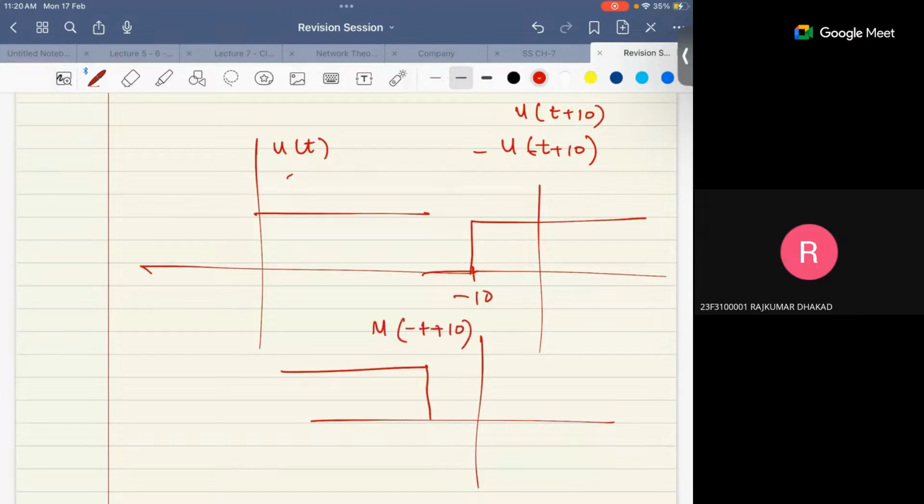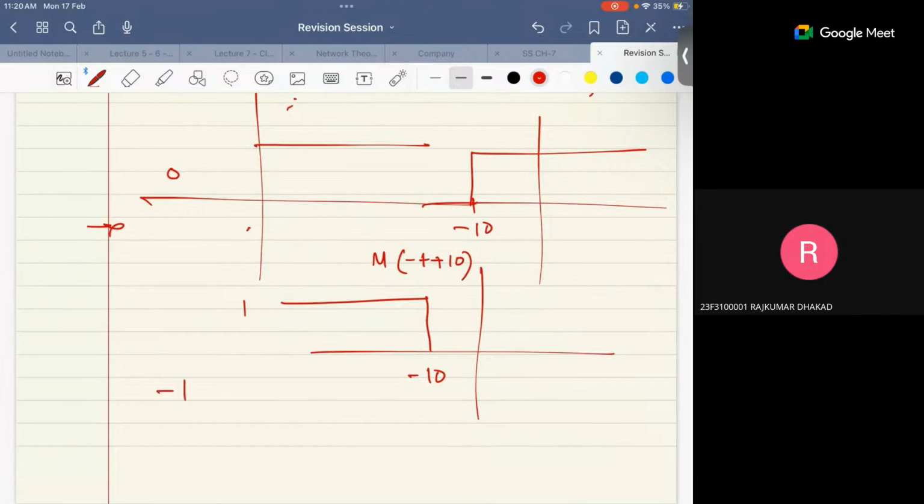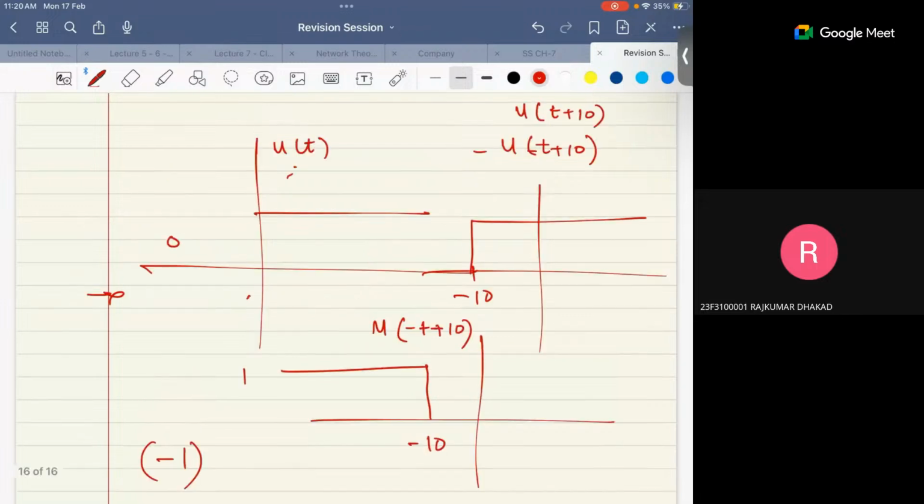Now what you have to do? You have to subtract this. See, from minus infinite till minus 10, the value is 0. So 0 minus 1 will be what? Minus 1. Correct? See, you can see that, right? This ut and u of minus t plus 10, you can see there is no intersection, right? Are you able to see that?